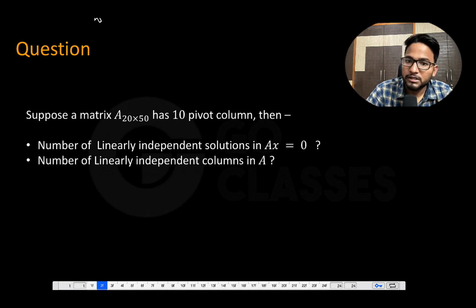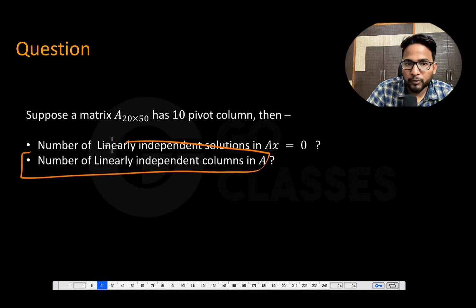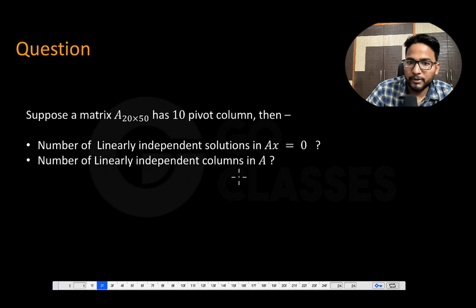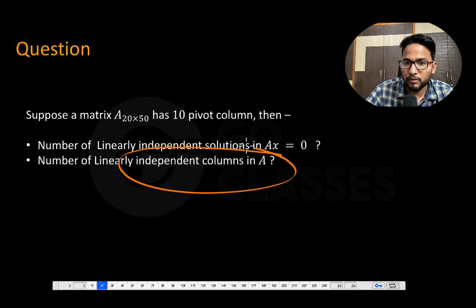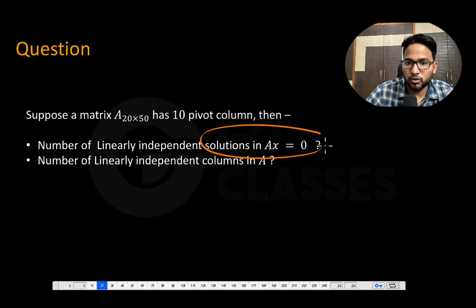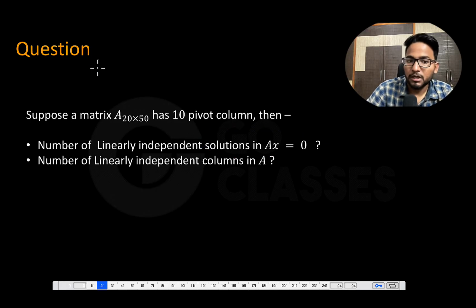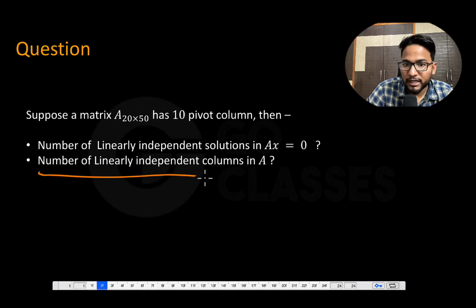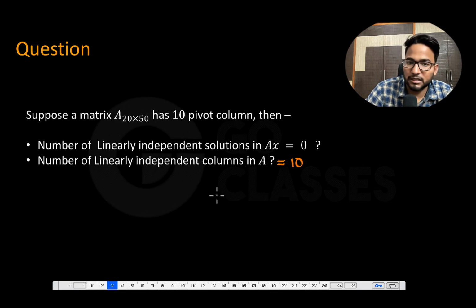equal to 0? See, these two things are a little different. This is the linearly independent columns in A, and this is about Ax equal to 0. So don't get confused between these two. Now, if I ask you how many linearly independent columns are in A, that is just the pivot elements. And what is given here? They are giving that 10 pivot elements are here. So it is very straightforward that 10 is the answer to the second question.